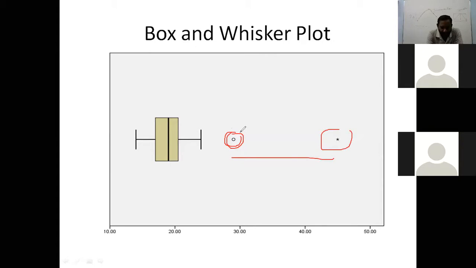M-I-L-D. Mild outlier. Fine. So this is a mild outlier. What about this? Extreme outlier. It is called an extreme outlier. So we have two types of outliers in a box and whisker plot. Practically, we will do a box and whisker plot and see what the outliers are. That is what we are going to do now.